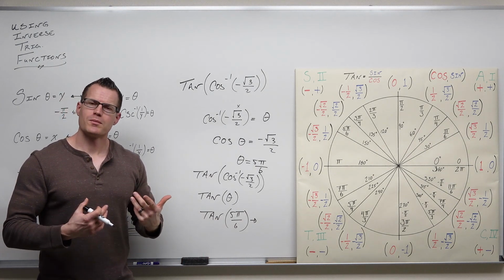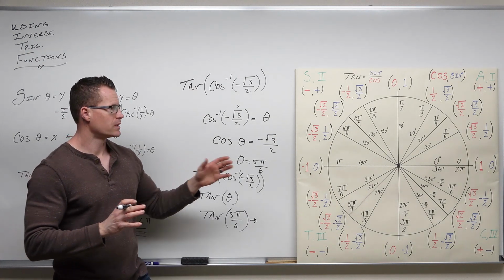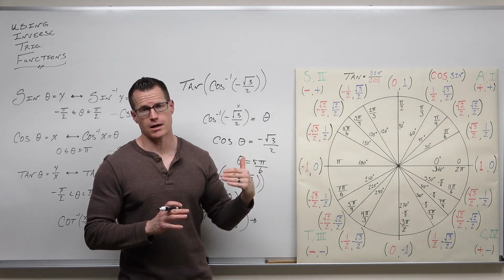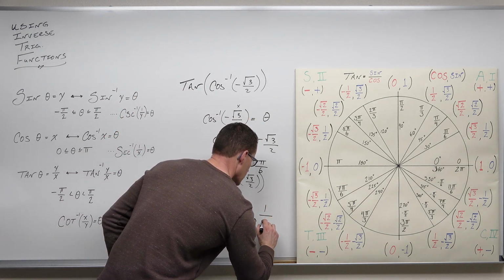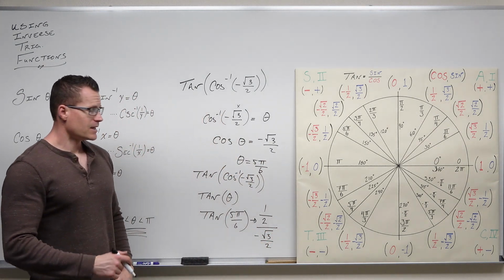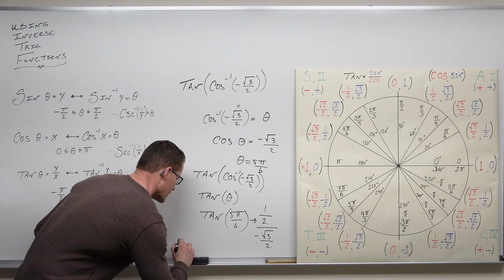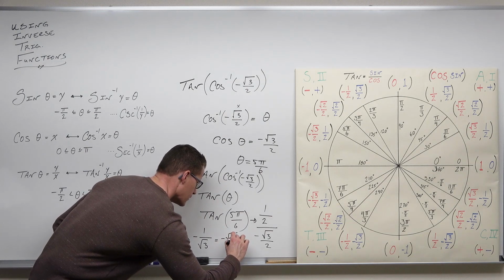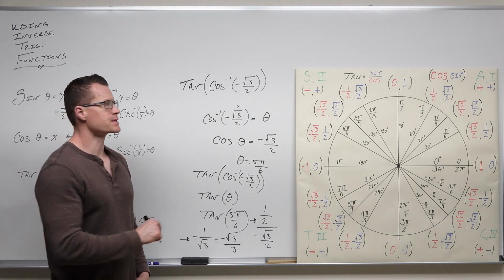And then we'll perform that trigonometric function. Tangent of 5 pi over 6 is asking you, well, here's 5 pi over 6. Can you find tangent of that angle? Tangent relates to the y over the x coordinate. So 1/2 over negative square root 3 over 2. If we get that, we're going to get negative 1 over square root 3. Or negative square root 3 over 3, which is exactly what this is equal to.